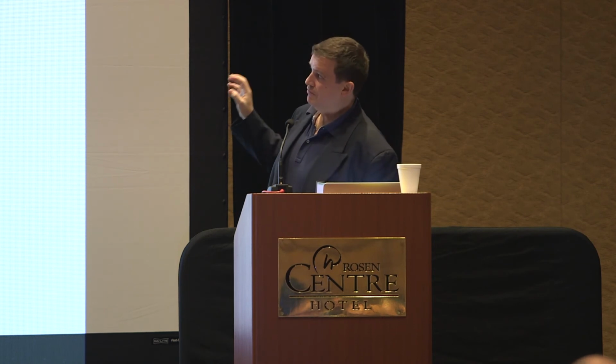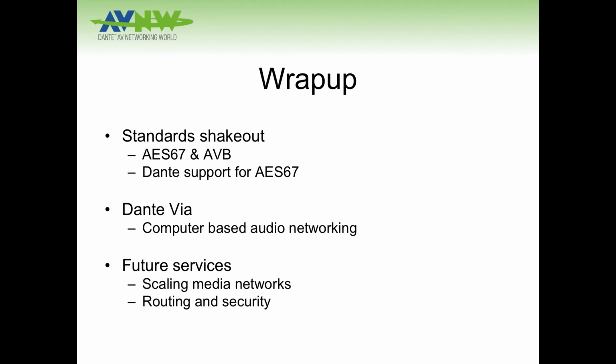So to wrap up, that's all I have for today. We did a bit of a State of the Union about where things are at with respect to standards and AES67. Dante has support for AES67 now. It's in the hands of manufacturers. It may take some time for manufacturers to do their testing and QA and everything else, but that's underway. I also talked about Dante Via and tried to give you a flavour for what it can do. And the last thing was looking ahead to the kinds of services that will be needed in order to scale Dante networks going forward. In particular, we're focused on routing and security as the two initial services that we believe we need to deliver to make that happen.